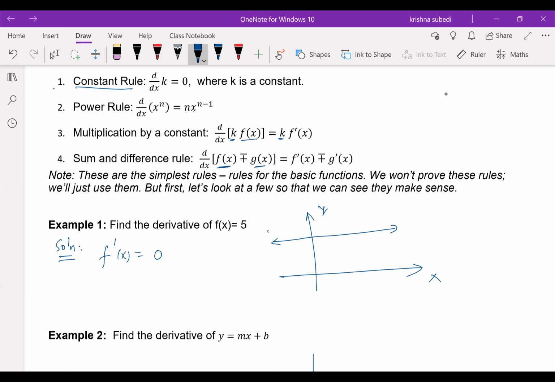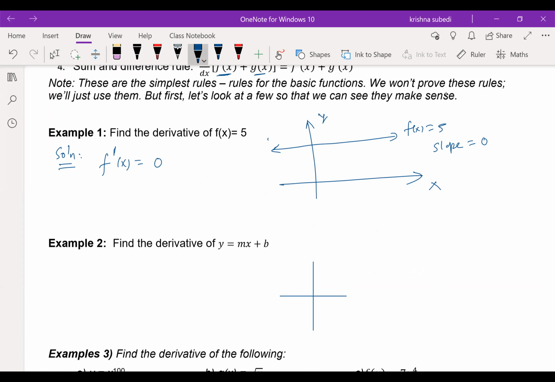We know that the tangent for this line is the line itself. The slope of a horizontal line is 0. Therefore the slope of the tangent line is 0, which is the derivative, so it makes sense. The derivative of a constant is 0.